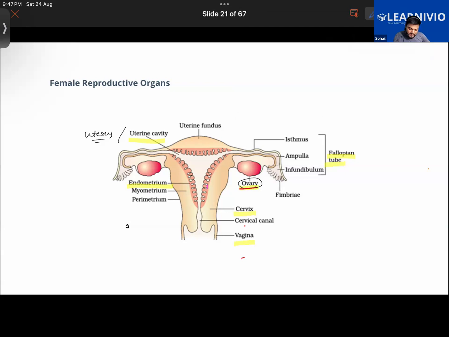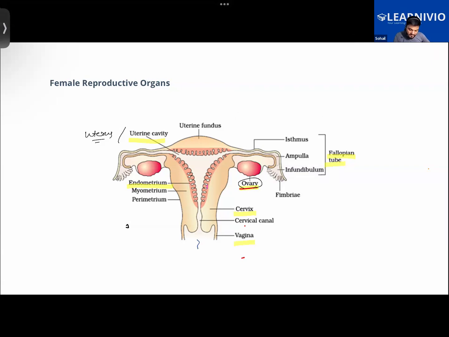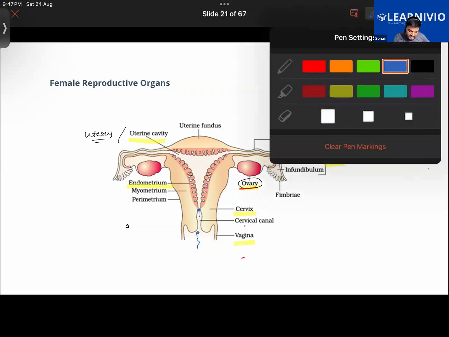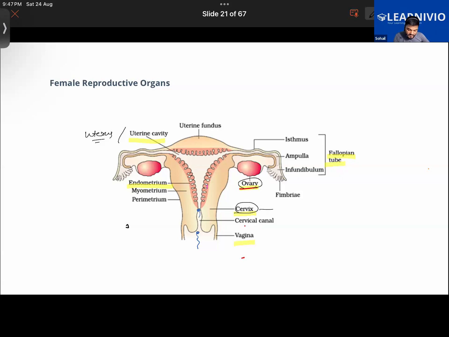Meaning that when a sperm is coming via the vagina and goes into the cervix, at that time the cervix would be producing some mucus. The mucus acts as a lubricating material. It will provide some lubrication so that the sperm can move further into the uterus and then into the fallopian tube, where the fertilization will take place.